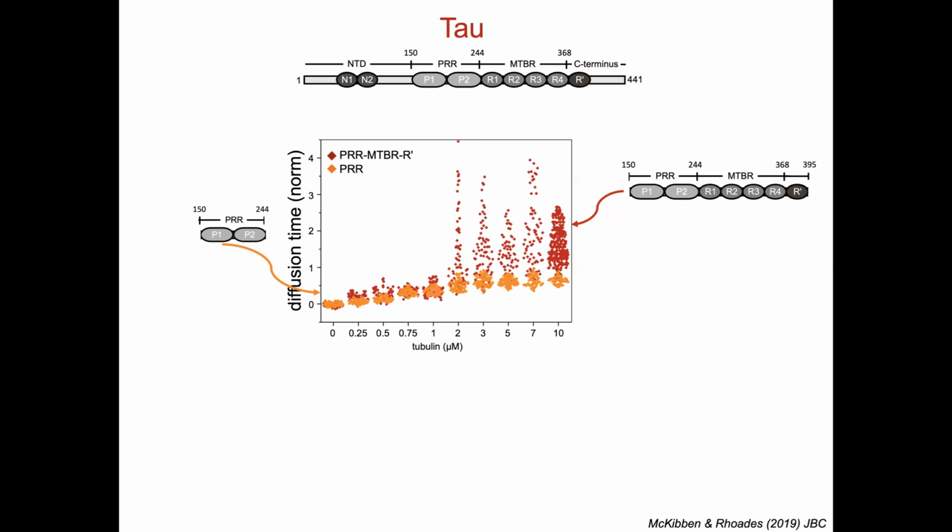We have narrow distributions, and the average diffusion times, which are normalized to the size of the tau constructs, are more or less the same. It's only when we exceed this concentration of around 2 micromolar that all of a sudden we begin to get these really large complexes forming with this construct that do not form with this construct, right?